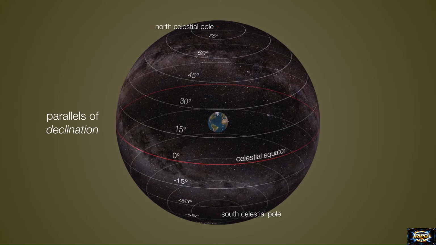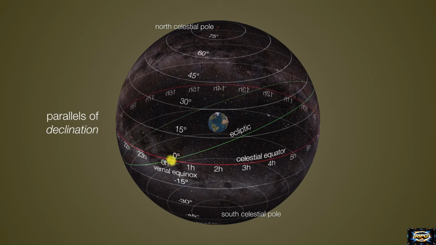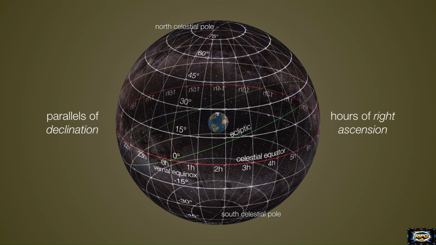Instead, what we'll do is we'll take the annual path of the sun, the ecliptic, and we'll note the location that the sun is on in March when it arrives at the vernal equinox. Since the Earth rotates on its axis once every 24 hours, this gives us a 24-hour clock face that we can write onto the celestial equator. So when we draw parallel lines to this clock face, we then get hours of right ascension.